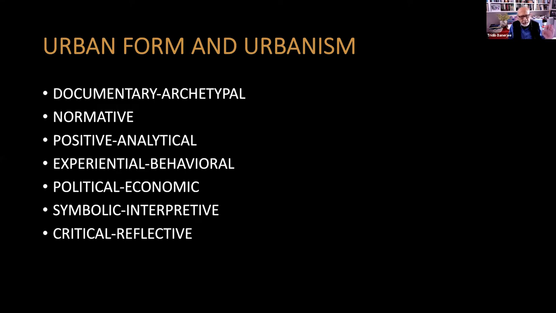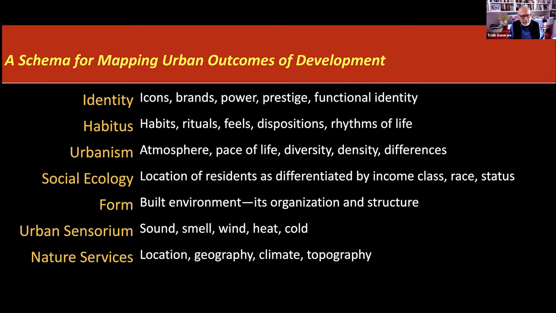And then I'm going to go through broad categories of literature in this chapter on urban form and urbanism. I sort of thought: if we're to map the urban outcomes of development, what might we use as a structure, a framework? So this is something I propose, a framework for looking at the effect of development on the human experience, particularly in an urban setting.